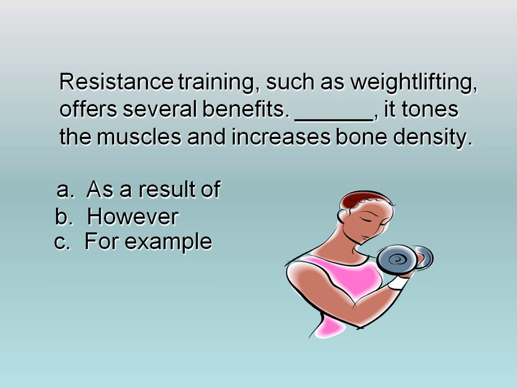The transition that best states the relationship between these sentences is choice C. For example, the first sentence is a generalization. It contains a topic and a controlling point about the topic. The topic is resistance training. The point is several benefits. The second sentence offers an example as a supporting detail for the general point.